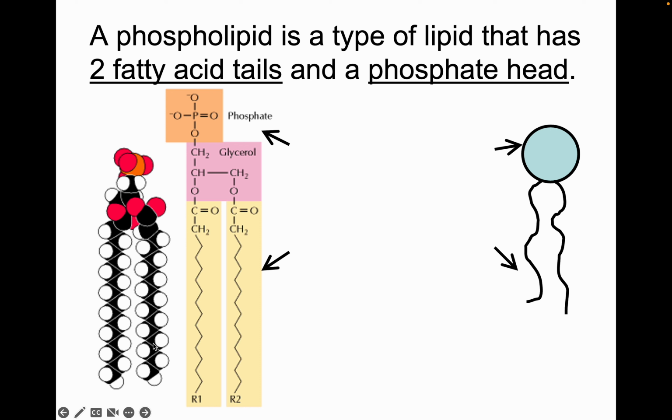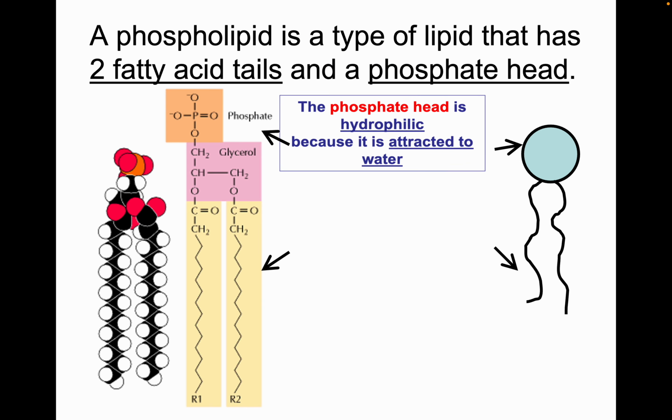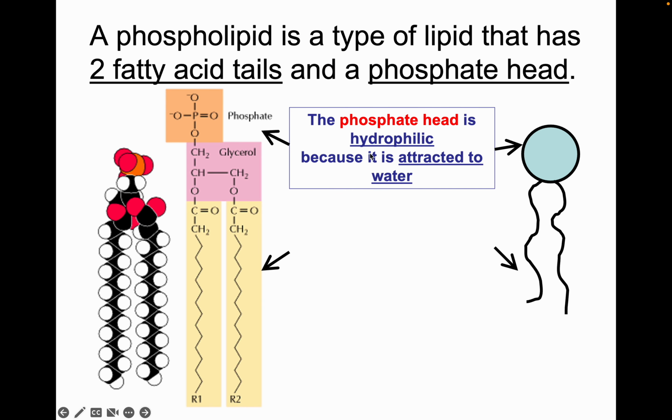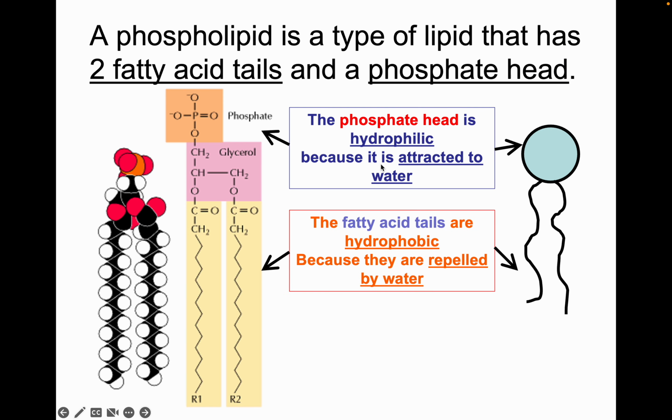So in a phospholipid, one part is hydrophilic and the other one is hydrophobic. Okay? So that is the definition of hydrophobic and hydrophilic. Hydrophilic heads and hydrophobic tails.